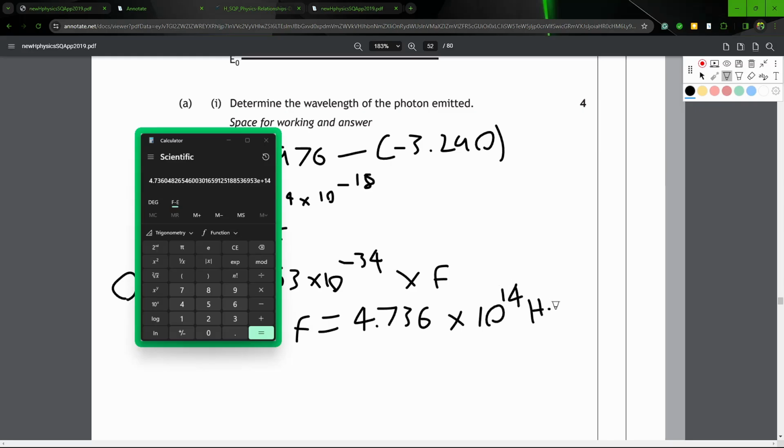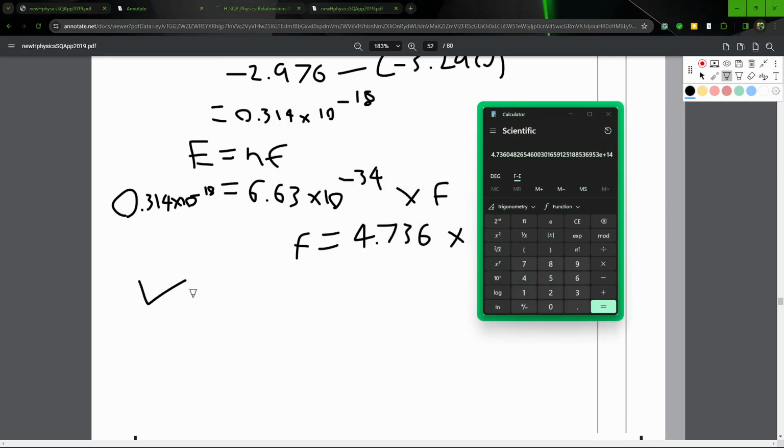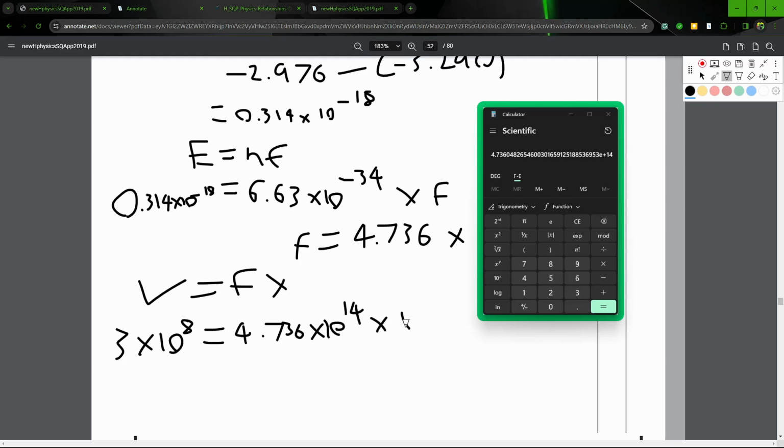Right, now we've got frequency. What we need to do is put it into this equation. v equals f lambda. v is the speed of light, so it's going to be 3 times 10 to the 8. Frequency is what we just calculated, 4.736 times 10 to the 14. And then lambda is what we want to get.